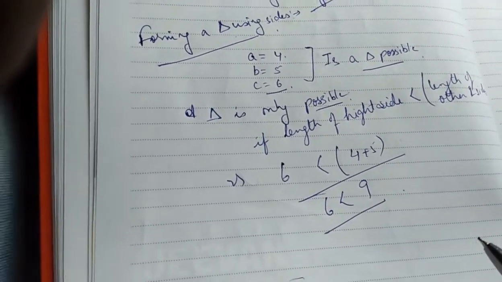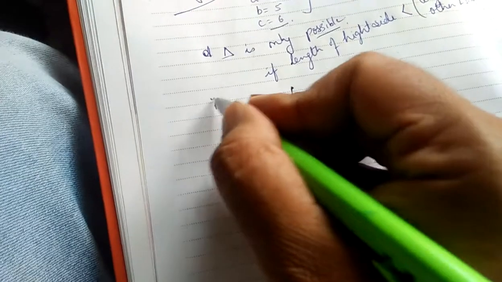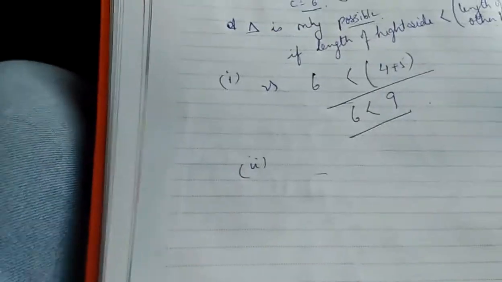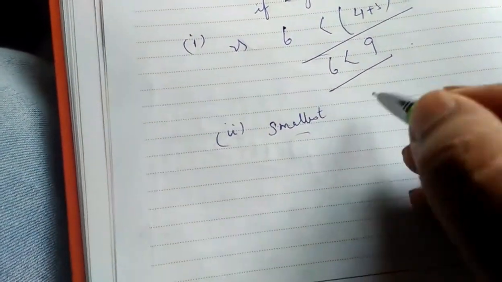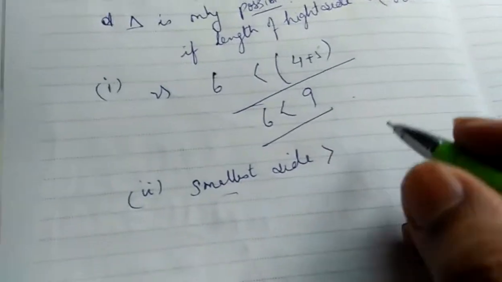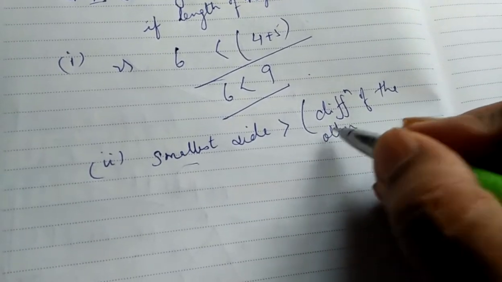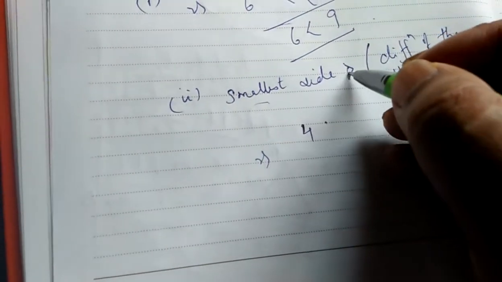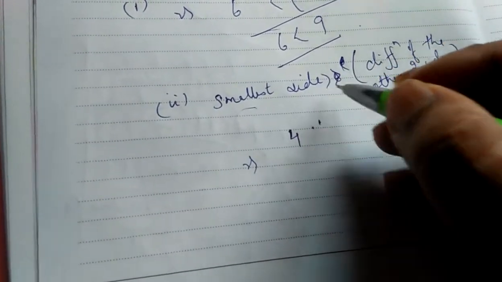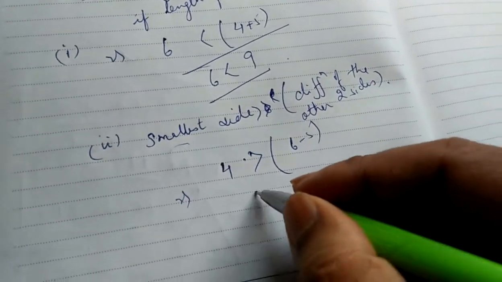Okay, now this is the first condition. The second condition is the smallest side should be greater than the difference of the other two sides. Okay, the smallest side here is 4. This has to be greater than the difference of the other two sides, which is 6 minus 5. 4 is greater than 1.